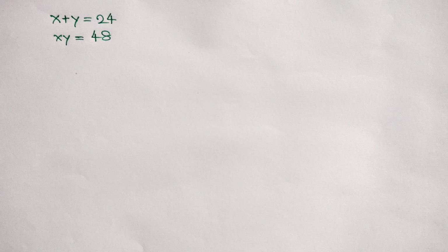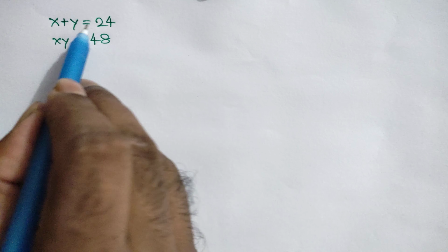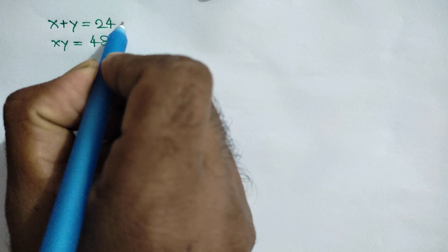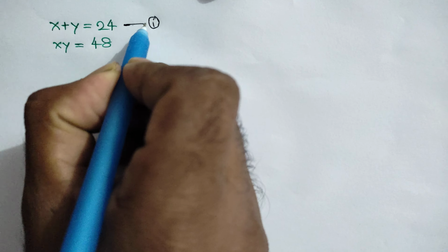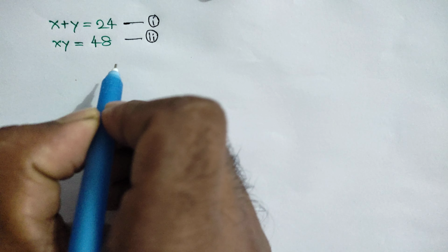In this video I am going to show a nice Germany Math Olympiad problem where x plus y is equal to 24 and xy is equal to 48. X plus y is equal to 24, it is called equation number 1, and xy is equal to 48, it is called equation number 2.